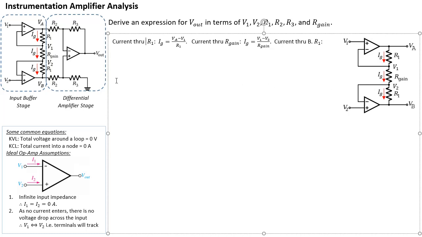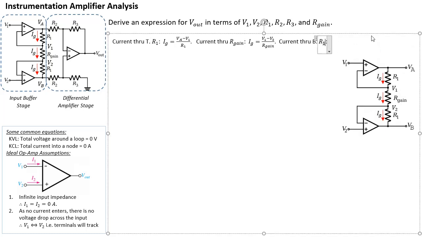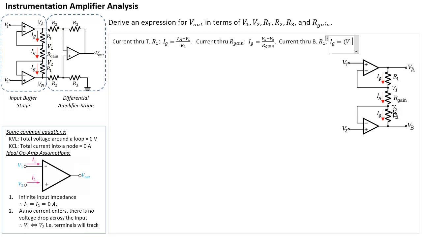Okay, so I have a current through the top R1 and the bottom R1. So let me just move this diagram down a bit. All right, so again, IG is going to be equal to V2 minus VB, that's the voltage polarity, all divided by R1. Okay, so now we have the three equations for IG across the three different resistors.